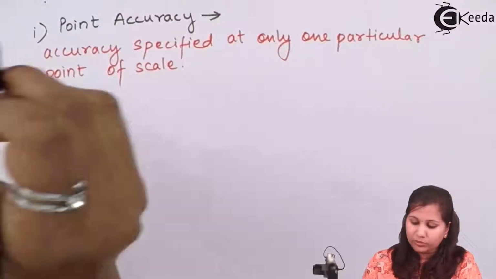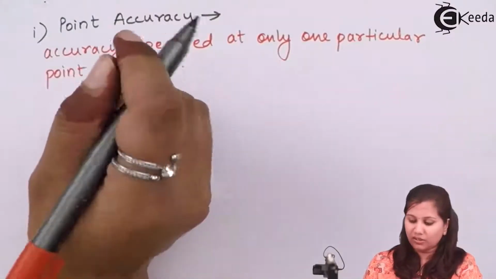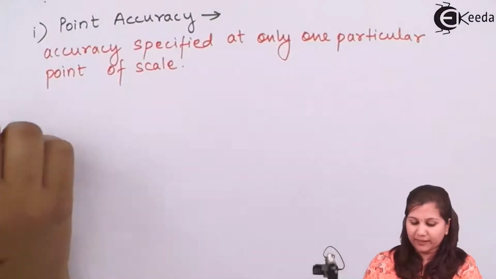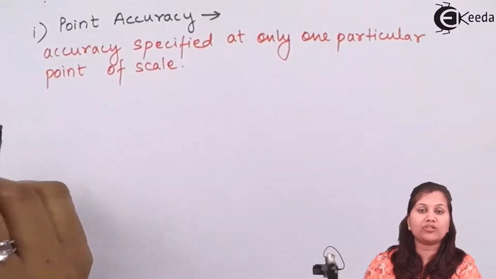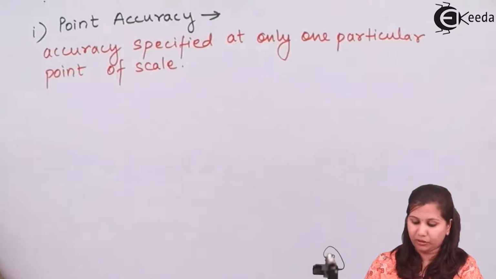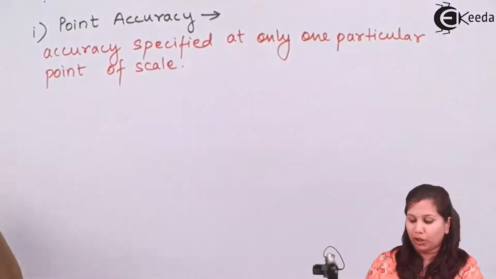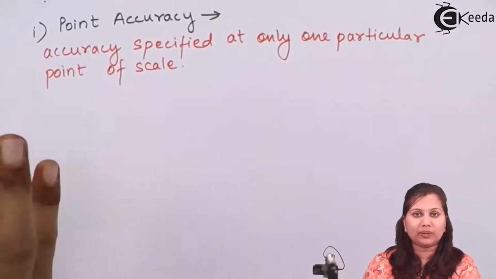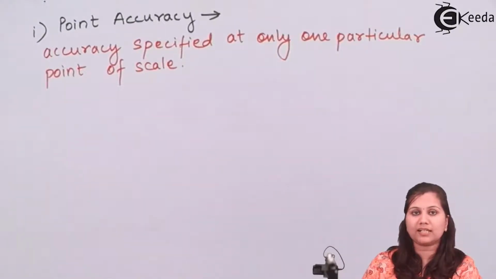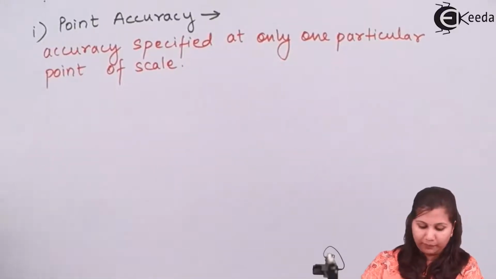Now this point accuracy does not give us information about the general accuracy of the system, because we are expressing the accuracy at only one point. So at that point only accuracy is defined. It does not give us information about the general accuracy of the instrument.